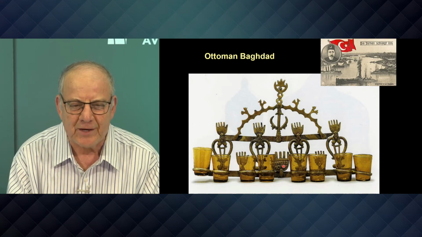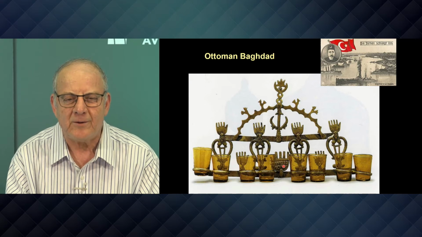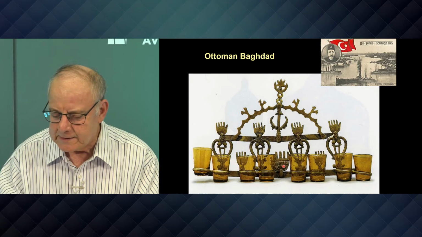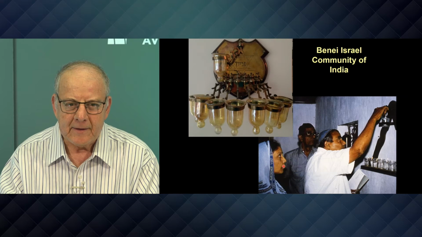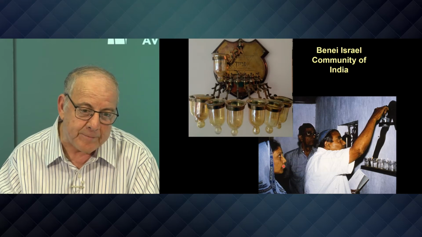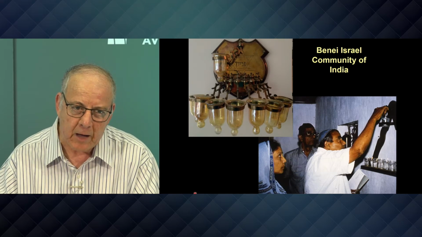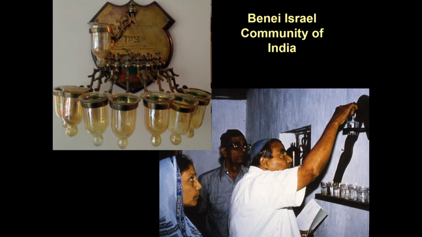This is the best protection that you can get if you are the son of Joseph. Anyway, so this is how the cups look like. Here is from Bnei Israel in Bombay. I want to show you also how this Hanukkah lamp with cups looks like.